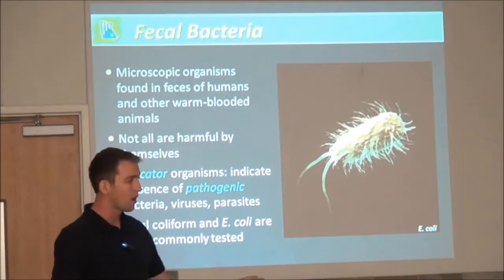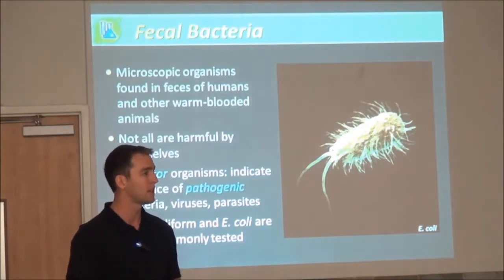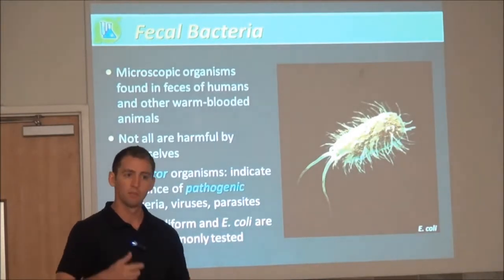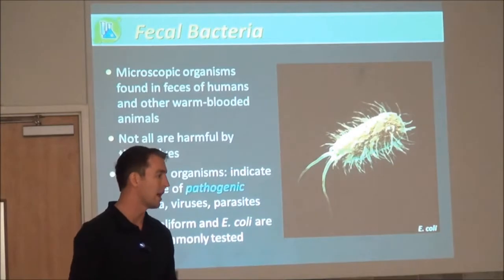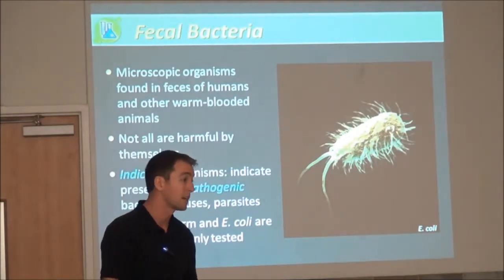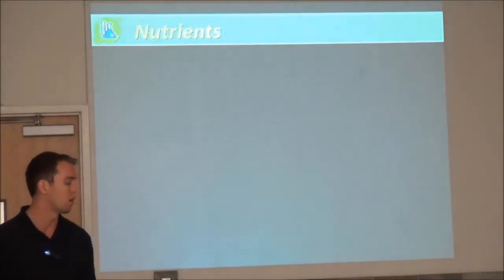Like I said, we measure fecal coliform and E. coli as the two primary indicators that we use here in the state. And it can be very harmful to not only our health, but also potentially the health of wildlife that come into contact with that water as well. So fecal bacteria being the fourth chemical water quality parameter.